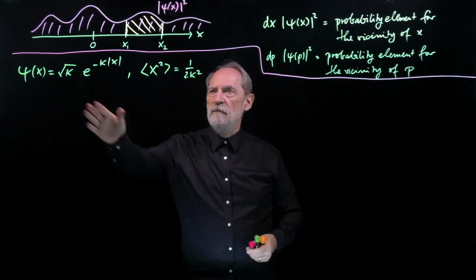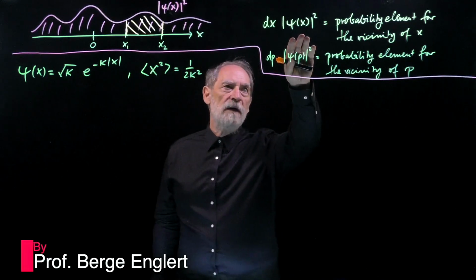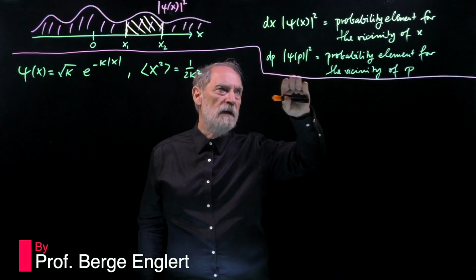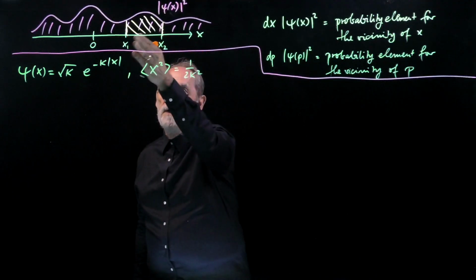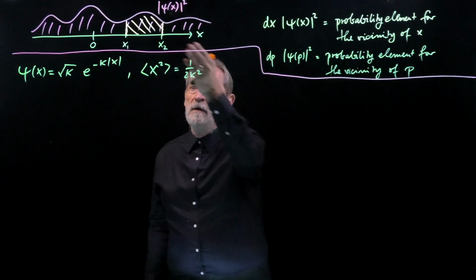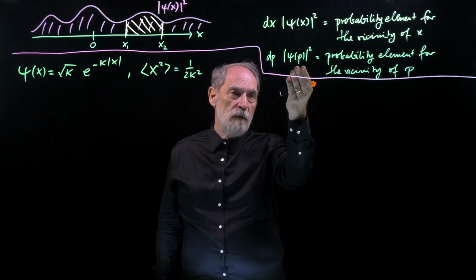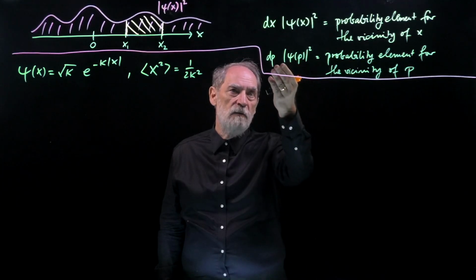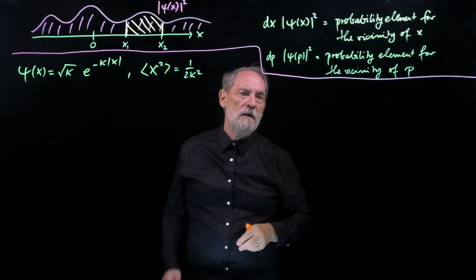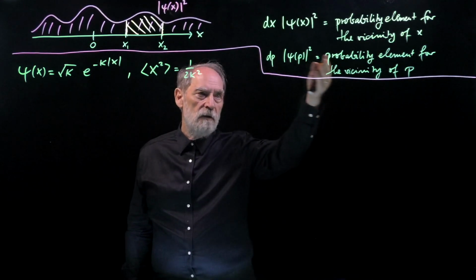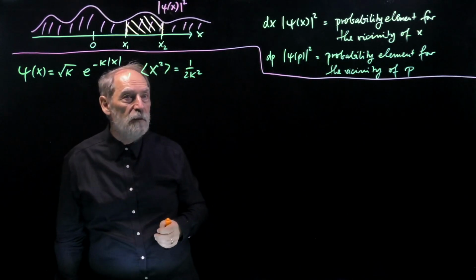Okay, so for this motion of a particle along the x-axis, we have the wave function psi of x. We square it and multiply it by dx. That's the probability element for the vicinity of x, and we use it to calculate the probability of finding the particle in some range of x. Likewise, we have the momentum wave function psi of p. We square that and multiply by dp. That's the probability element for the vicinity of p. So if we measure the momentum, we can calculate the probability of finding the momentum in some range by integrating over the corresponding p range.